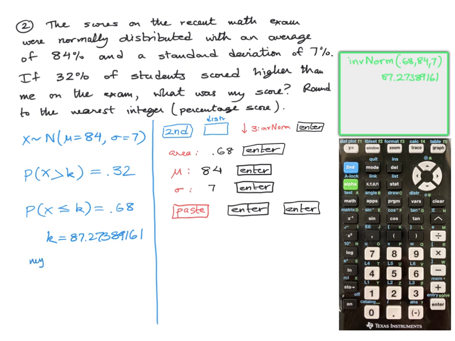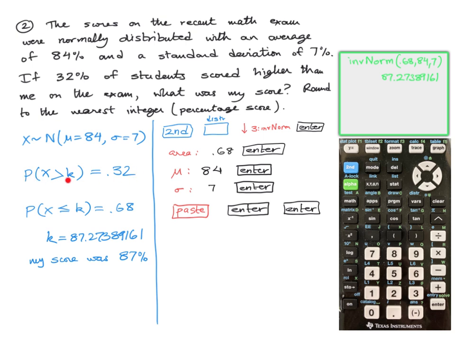So my score was 87%, again, nearest integer as a percentage score. So again, what happened here was we had a mu, we had a sigma, and we had a probability statement saying that 32% of students scored higher than me.